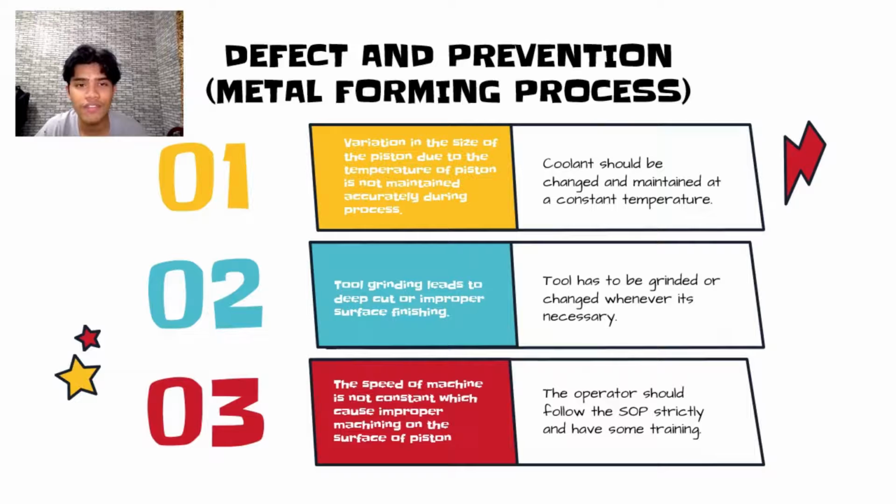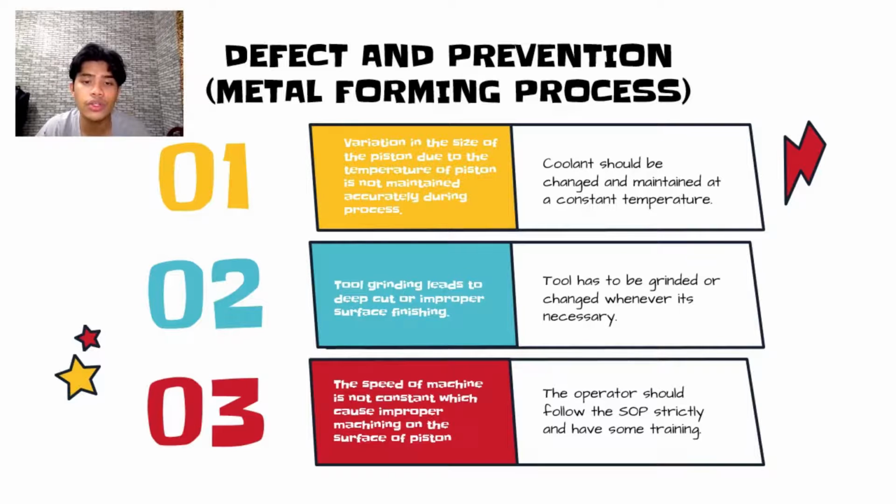Here are the defects caused by the metal forming process and their prevention. For the first one, there are variations in the size of the piston because the temperature of the piston is not maintained accurately during the process. To prevent it, the coolant should be changed and maintained at a constant temperature.